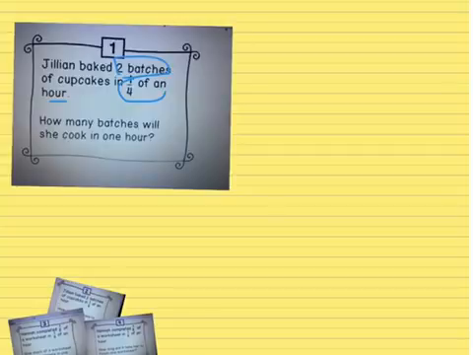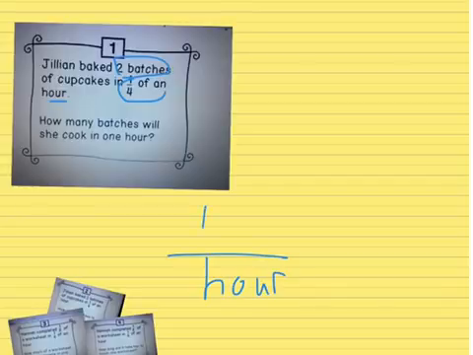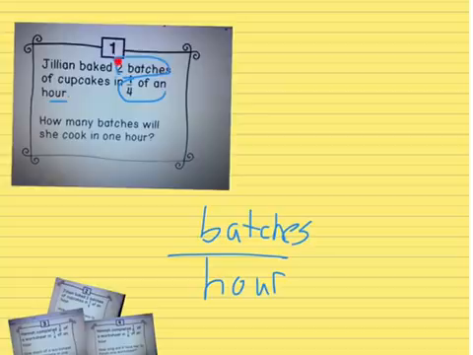So I'm going to write my ratio out now. First, I'm going to just write the words. I know hour will be on the bottom and batches on the top. So now I'm going to look to my problem, and I see that Jillian baked 2 batches in 1/4 of an hour. So I'm going to fill in what I have from the problem. So 2 batches in 1/4 of an hour.